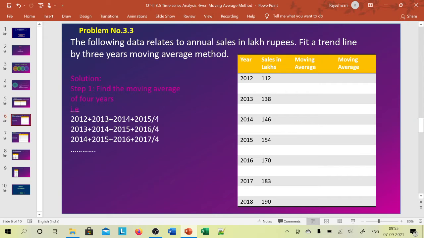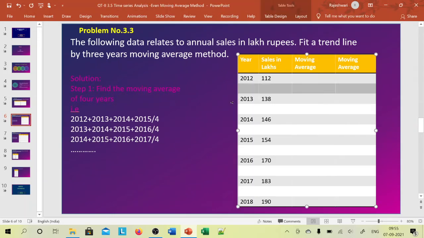So in that situation, while writing your solution, you should keep one line pending in between the years.